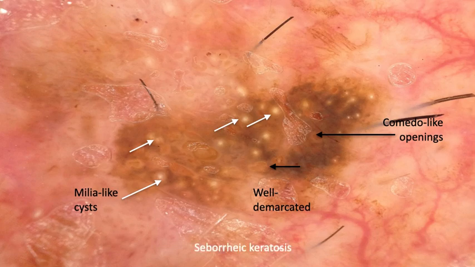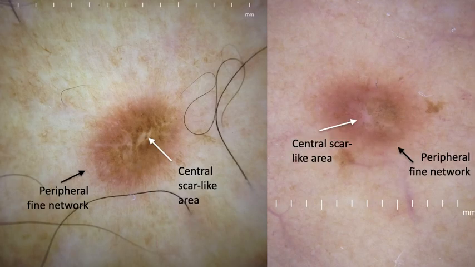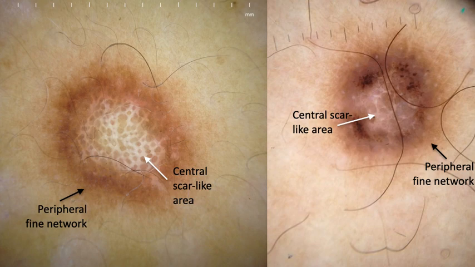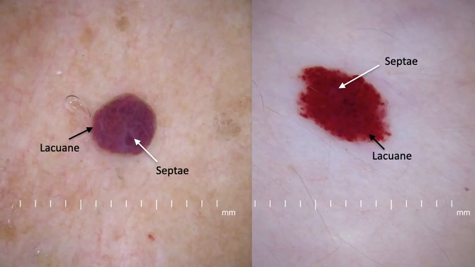And another seborrheic keratosis. Other examples are dermatofibromas demonstrating the central scar-like area and peripheral fine network. And lastly, a few cases of angiomas demonstrating the lacunae separated by septa throughout the lesion.